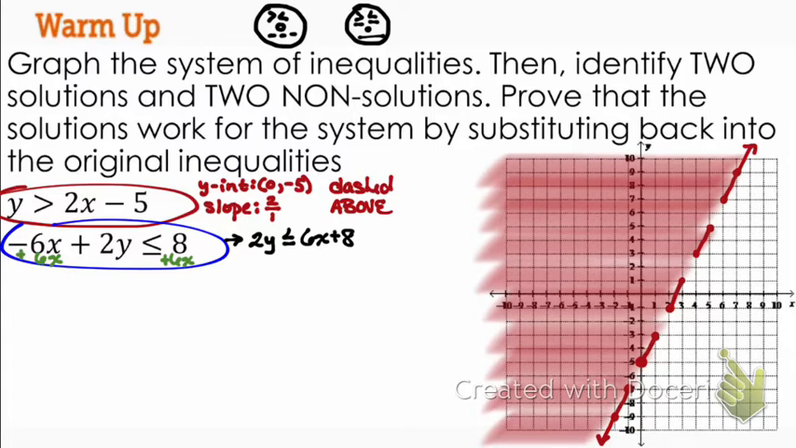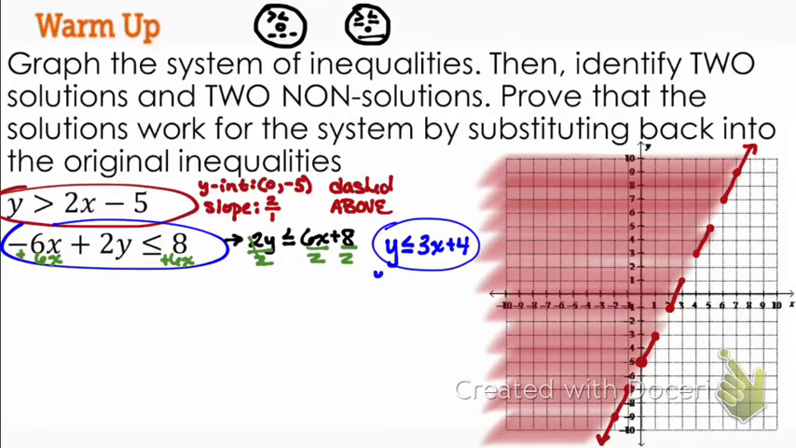What do I still need to do to this now? Divide everybody by 2. So I end up with y is, do I have to flip my inequality around? Why not? We divided by a positive 2. Down on the bottom of our fraction, we have a positive number. Inequality stays the same direction. 3x plus 4. This is what I'm going to graph now.